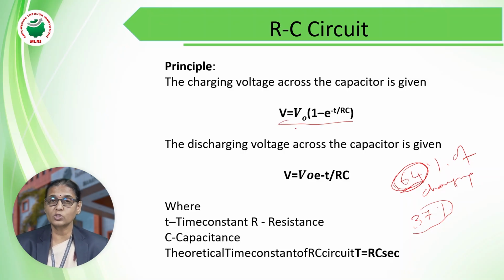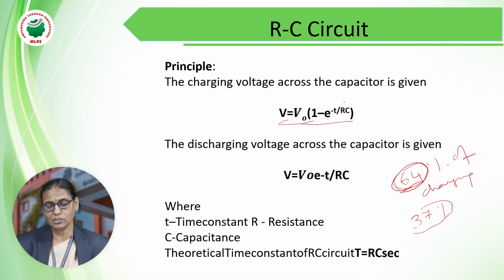V is the voltage which you are applying. What is this V naught? V naught is the maximum voltage which is generated in the capacitor, the maximum voltage the capacitor is capable of. Then minus t, where T is called the time constant. R is the resistance, how much value of resistance you are using. C is the capacitance, the capacitor which you are using, it has a certain value.